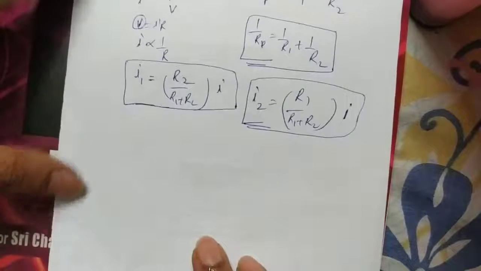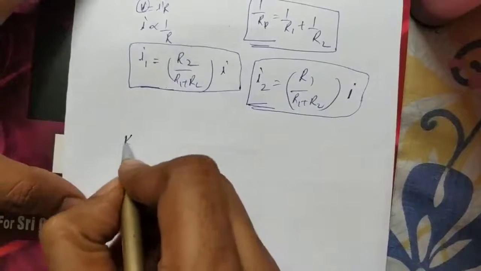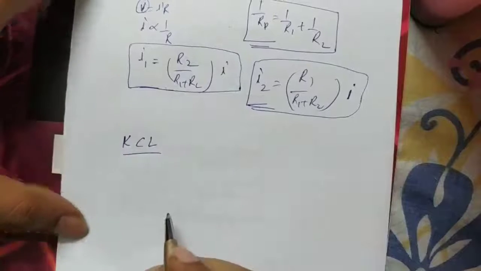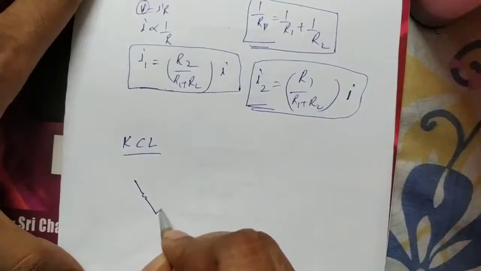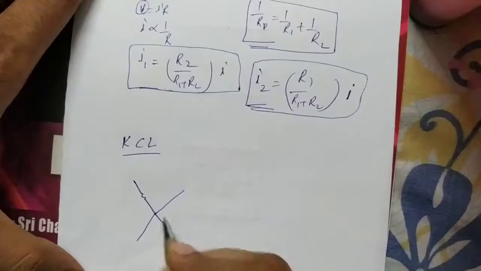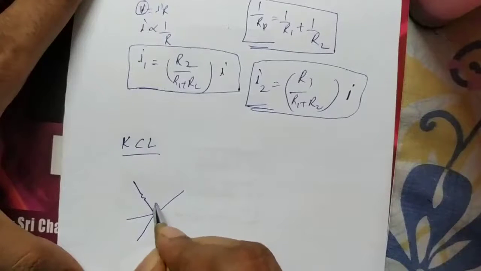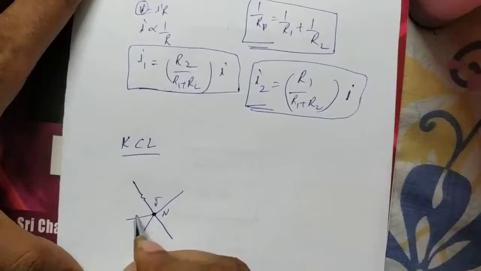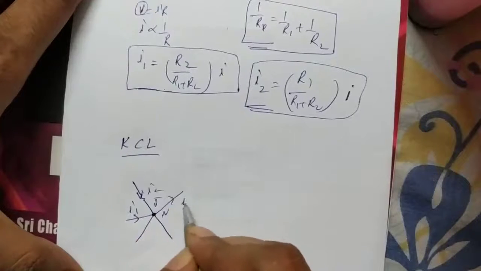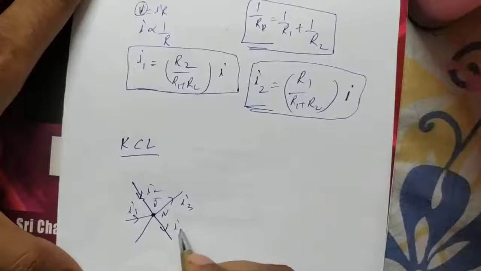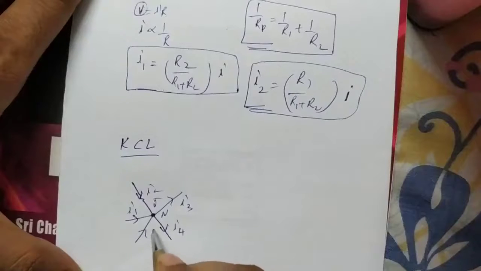Now we'll see another concept, that is Kirchhoff's current law. Suppose a number of branches, a number of wires, are connected at a particular point. This is what we call a junction point or node. Some currents enter it: I1 and I2 enter, I3 leaves and I4 also leaves, and I5 enters.